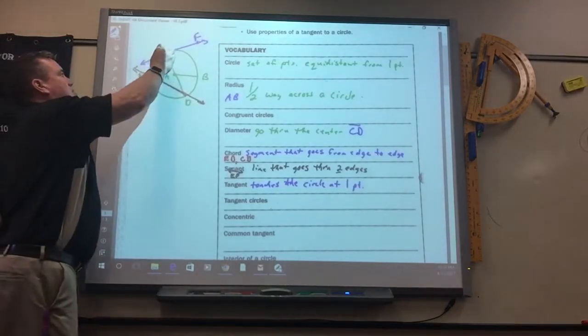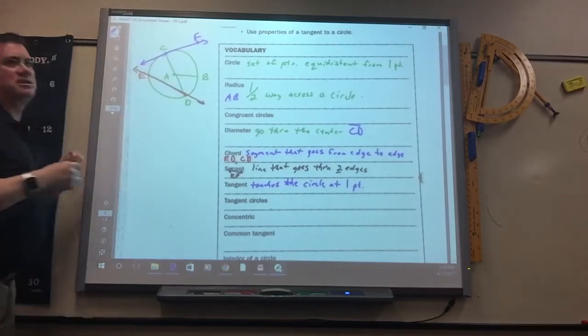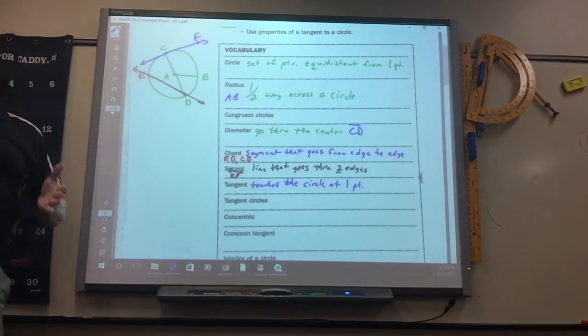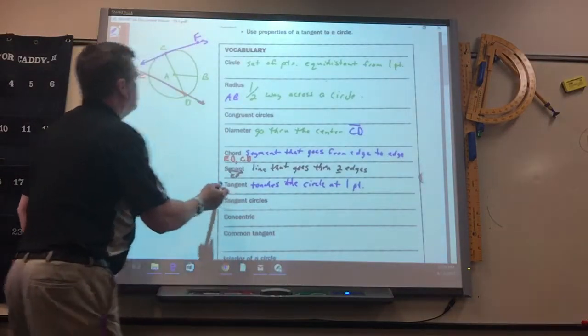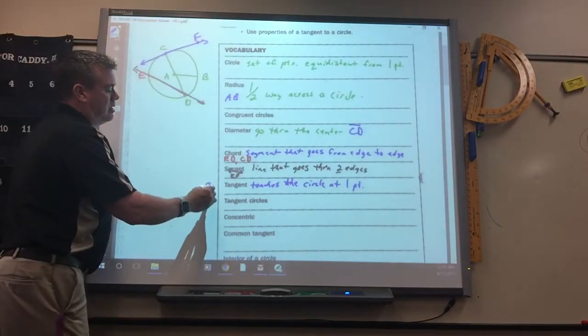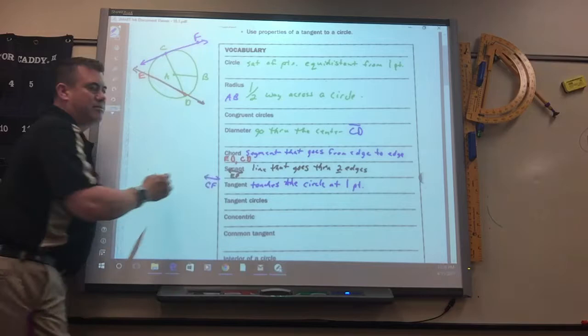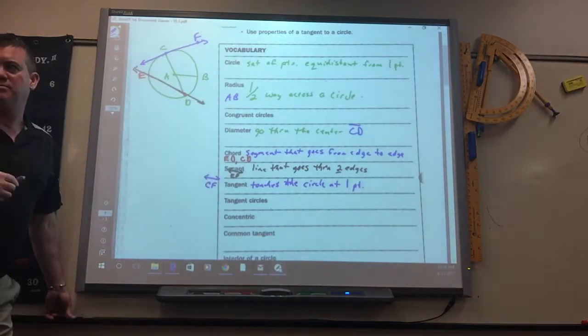So if this line just touched right at C, just at one point, that's called a tangent. So line CF is a tangent.